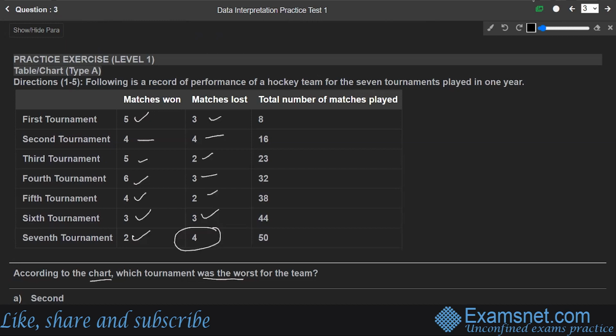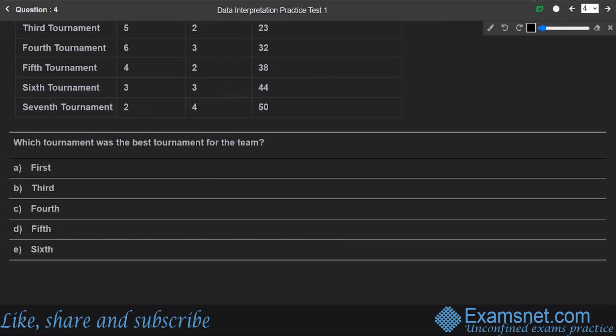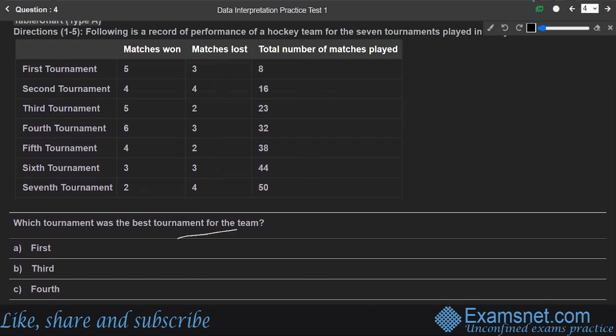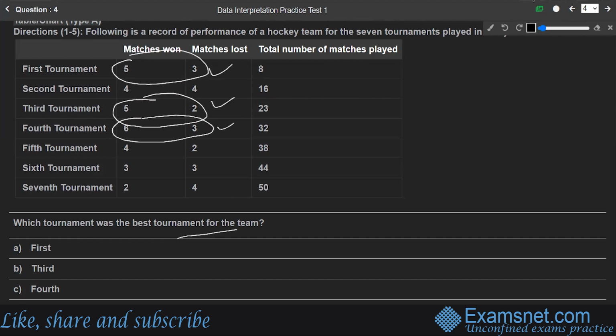Now, for the same data, the next question is which tournament was the best tournament for the team? In that particular tournament where the matches won would have been highest in comparison to the matches lost, that would have been the best tournament for the team. 5-3 could be considered as one of the good tournaments. 5-2 also can be considered a good tournament. 6-3 also a good tournament. 4-2 can be equal. 3-3 is also almost equal. So out of 5-3, 5-2, and 6-3, we have to find out which tournament becomes the best for the team.